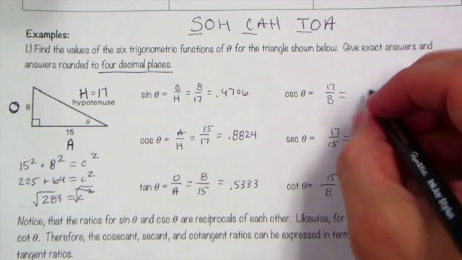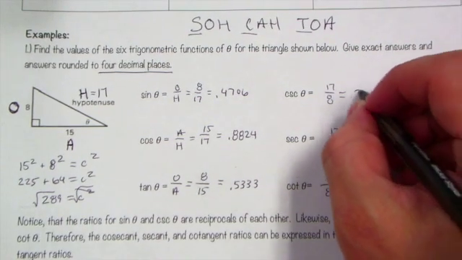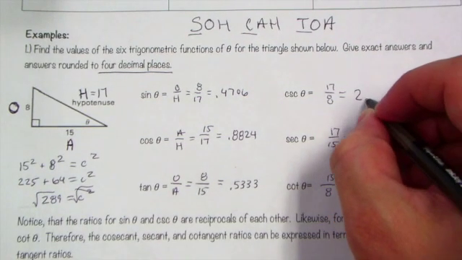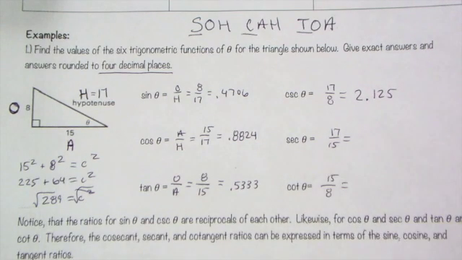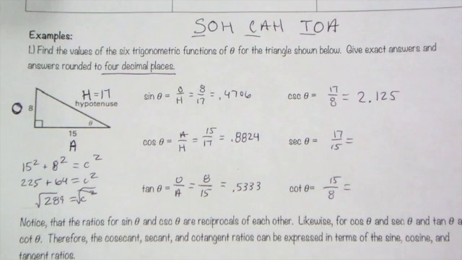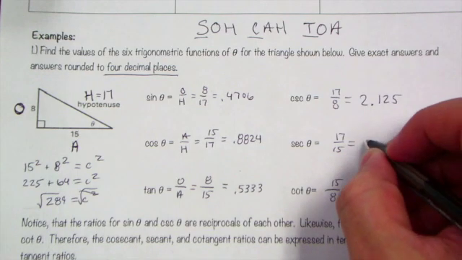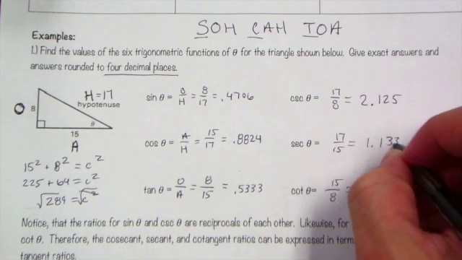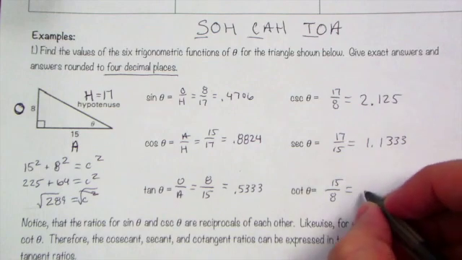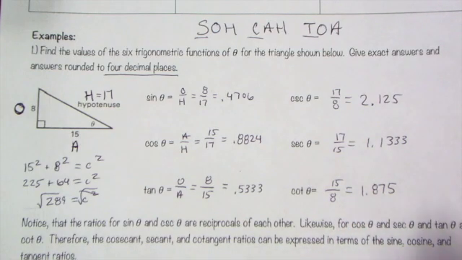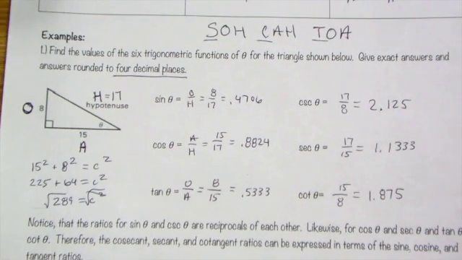17 over 8, rounded to 2 decimal places, you actually only need 3 because that's an exact decimal. And secant, 1.1333. And cotangent is 1.875. Again, you don't need a 4th decimal place because it's an exact decimal. So there's all your trig ratios converted into decimals.